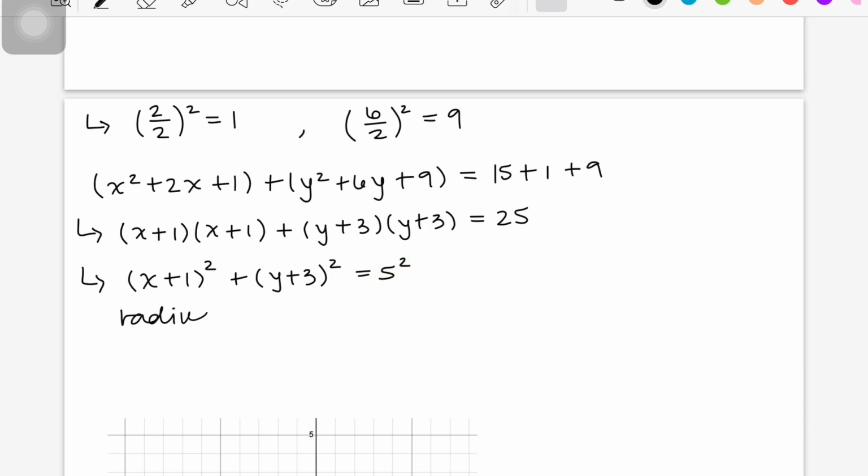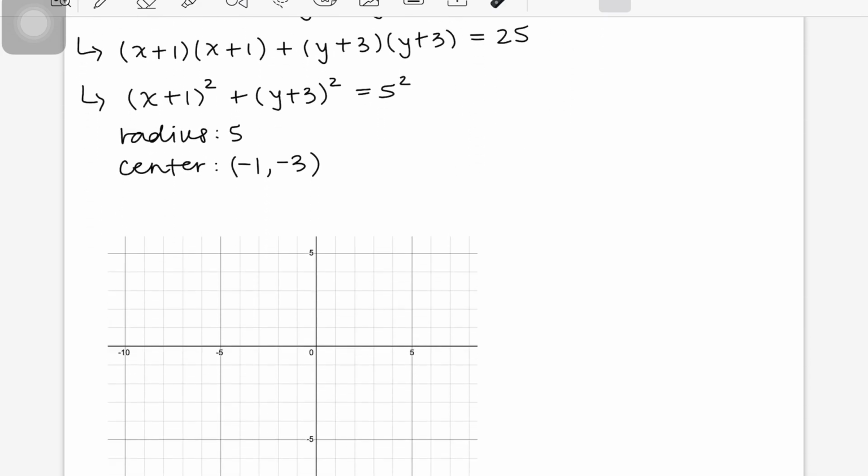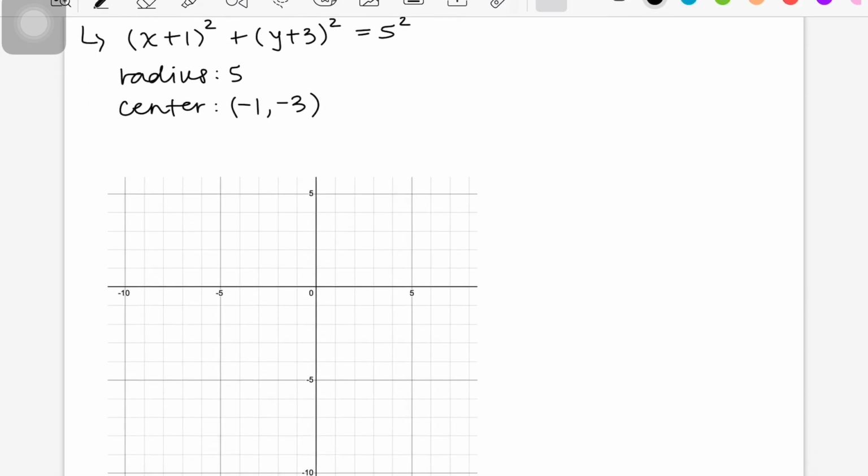So we know our radius is going to be 5, and we wrote this in our center radius form, so we also know that our center is going to be -1, -3. Our h and k terms are here, and since these guys are positive, that means our h and k terms must be negative. So we'll do the same thing to graph it as we did in the last example. We'll start with our center, -1, -3.